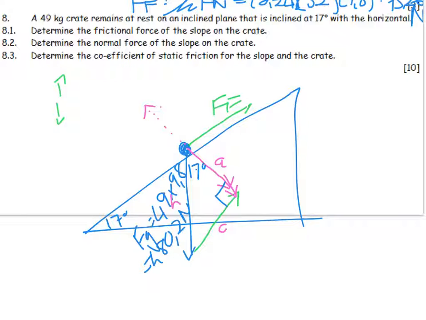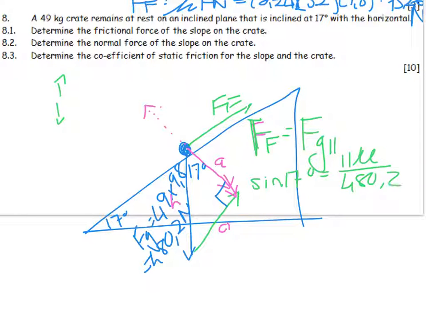So the first question is to determine the frictional force, which is going to be my opposite, so I'm going to use sine. If F is equal to the gravitational force on this object, the parallel component, in other words, the component that is parallel to the slope, then sine 17 degrees is equal to the parallel component divided by 480,2, and therefore the frictional force is going to be equal to 140,4 newtons.